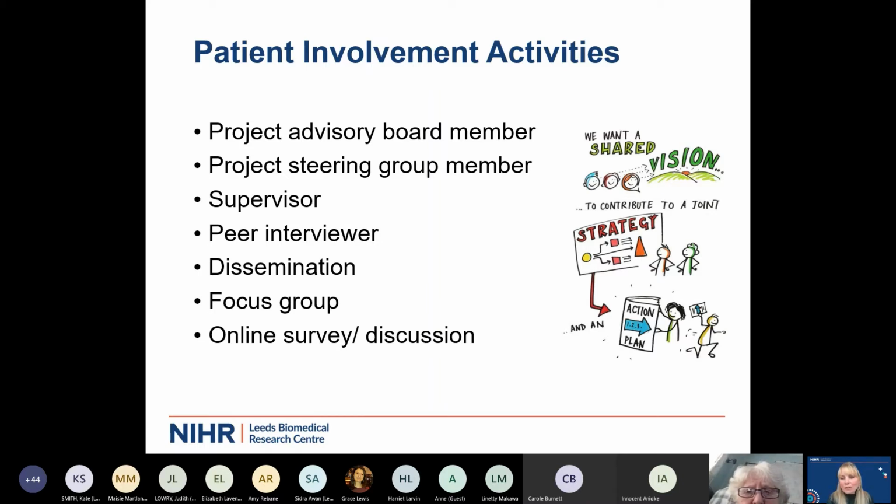Our members are often your key champions. You can involve them in disseminating the outcomes of your research and passing on that message about what you found out. You can run focus groups in the run up to your research to help you design your research question. And also, obviously at the moment, we're doing a lot of online work, and you can do online discussions and surveys.